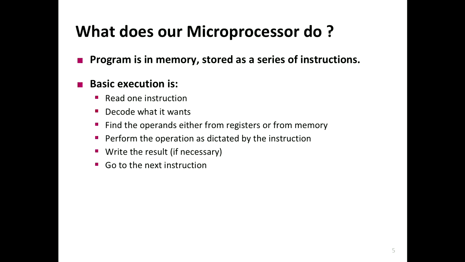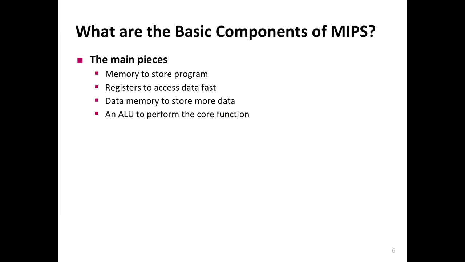We need buses. No, still we're missing something. Yeah, good. We need data memory. So we need a data memory. Typically, depending on the architecture, both instruction and data can either be in one single memory unit. Sometimes it's separate, but for easier understanding, let's simply say we have an instruction memory and a data memory that is separated, okay? So these are the main pieces of MIPS, right?